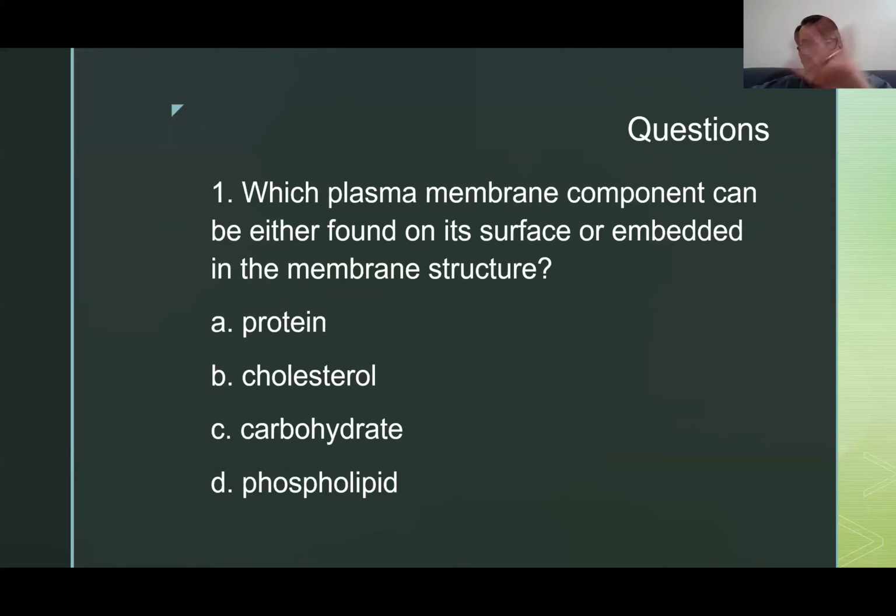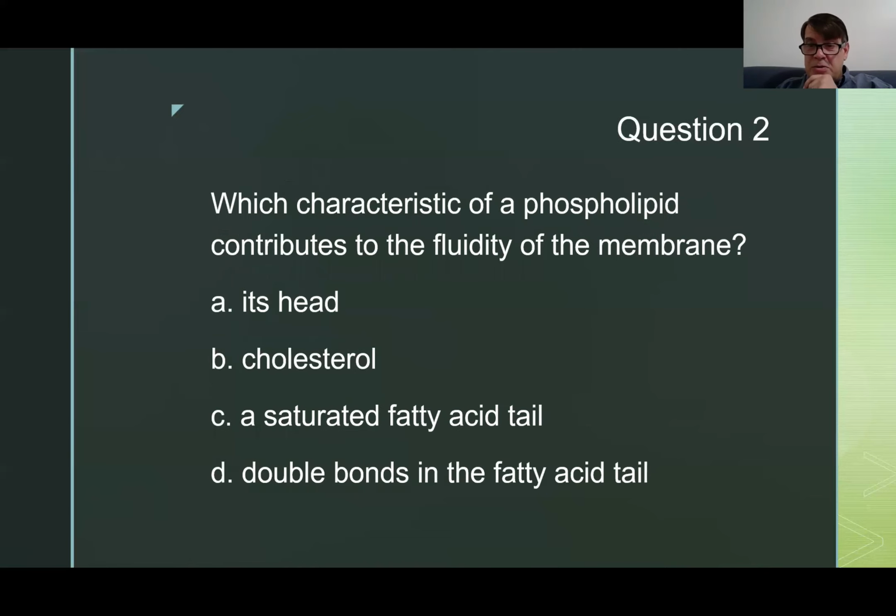So again, you need to think for yourself. What do you think? But I think I would pick protein. And please feel free to disagree because I am not a biologist. But there are proteins definitely on the surface, and there are proteins that are embedded through it. And so that's what I would probably pick. But think for yourself because I can be wrong and often am. Why am I making these videos?